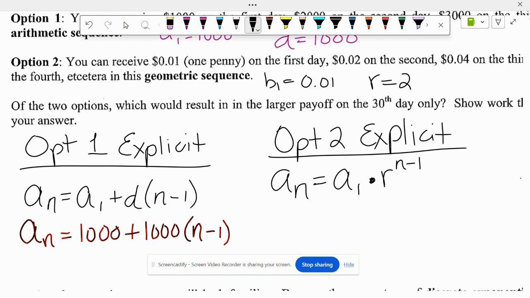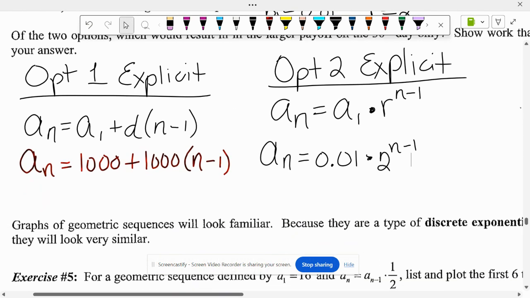So let's plug in those values. So what is my first term? Geometric sequence, option 2, what's the first term? 0.01 times what is my common ratio? To the power of n minus 1. So now I'm going to slide up and we're going to calculate. We need to find the 30th term for both. We just want to know what the payout is going to be on the 30th day.